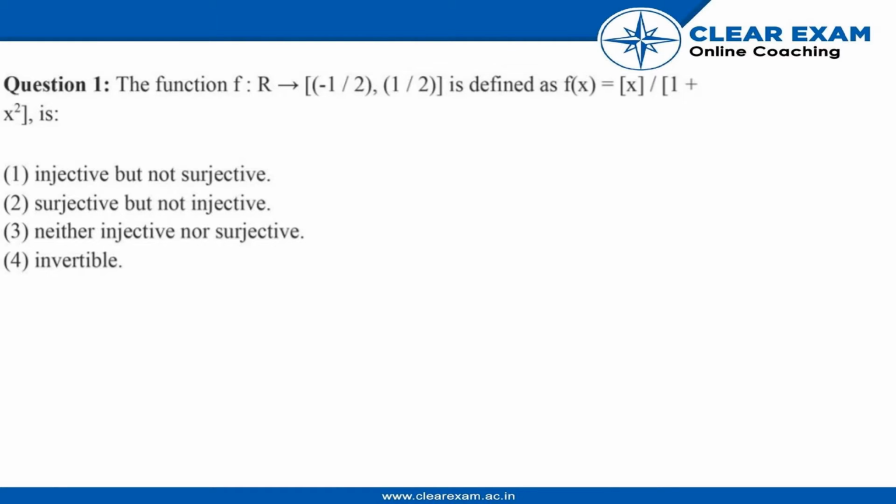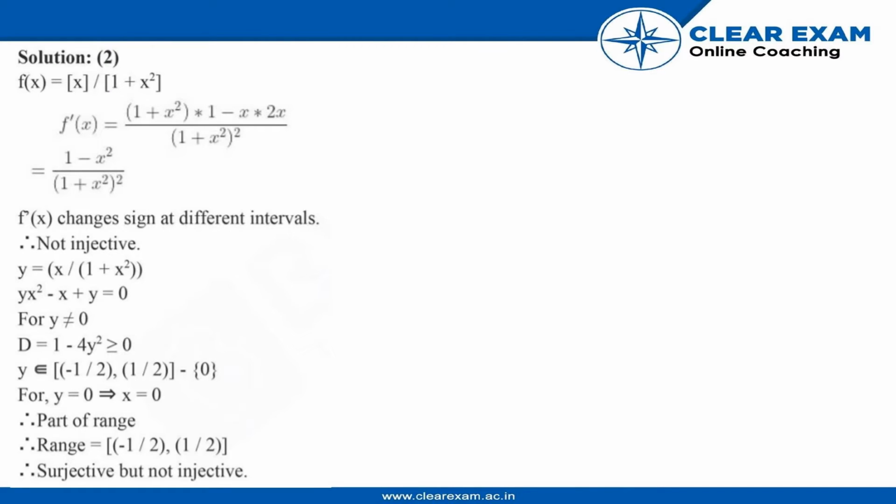Let's see the solution. The equation given is f(x) is equal to x upon 1 plus x square. Thus, the most appropriate method to know if the function is injective is to check if the first order derivative of the function changes its sign at any intervals.